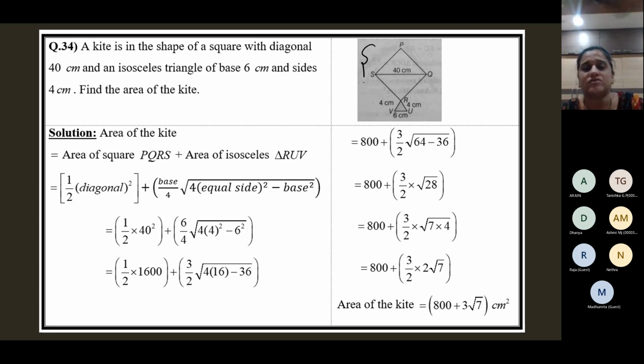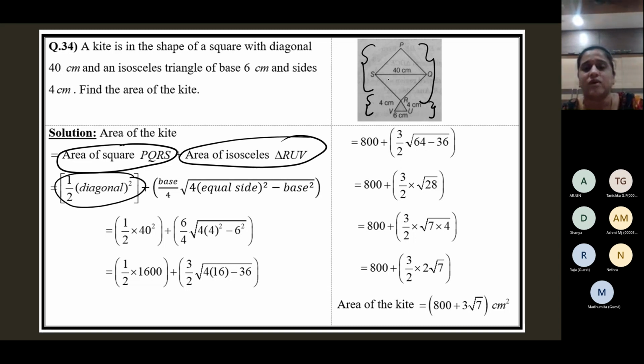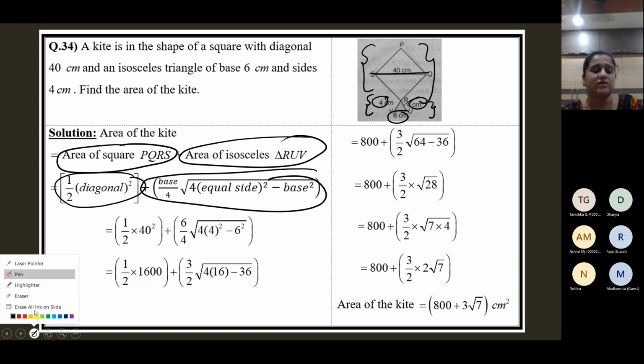The area of the kite is the area of the square plus the area of the isosceles triangle. So see here, area of the square plus the area of the isosceles triangle. Square, half diagonal square. Diagonal is 40. And the isosceles triangle, this is the formula. And you know the base is 6, equal sides 4. So substitute and find the area of the kite.